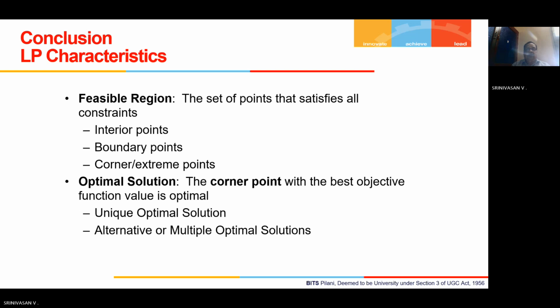Optimal solution. The corner point with the best objective function value is optimal. So in some, you may come across 3 or 4 corner points which are in the feasible solution space or feasible region. So you will have that particular point which is best suitable to the objective function as your optimal value or optimal solution. So there are two types of possibilities: unique optimal solution, alternative or multiple optimal solutions. So after seeing unique optimal solution, we will come back to this multiple optimal solutions. Okay.